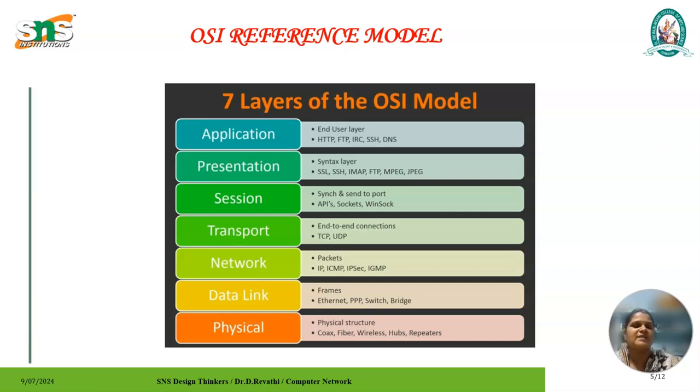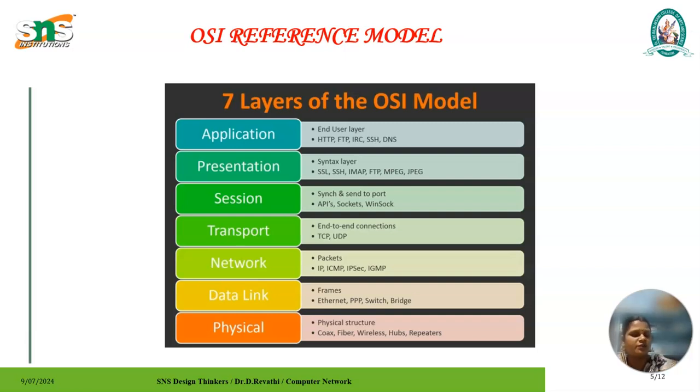And these are all the 7 layers. What protocols are used in this OSI layer, we are going to see now. In the physical layer, we don't have any protocol. Instead, we use network components such as hardware repeaters, coaxial cable and fiber optics as the physical structure. In the data link layer, we use Ethernet, switches and bridges. These are also network components. And in the network layer, we use IP, that is Internet Protocol, ICMP and IGMP.